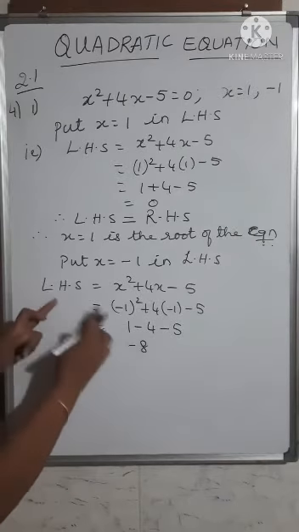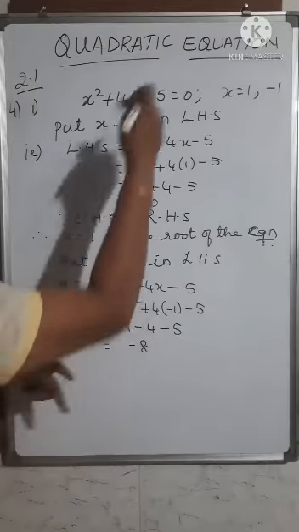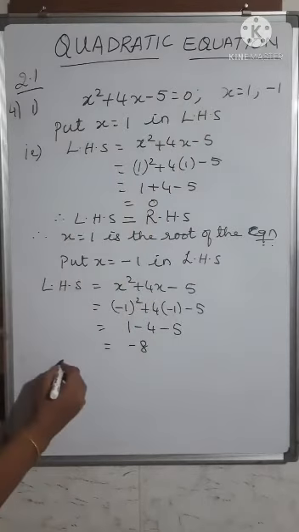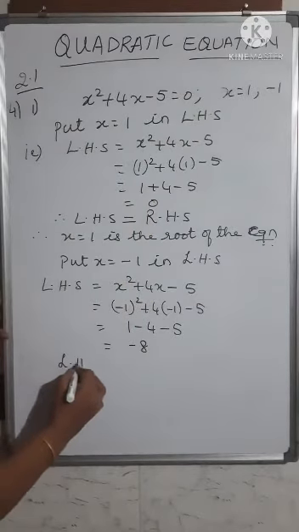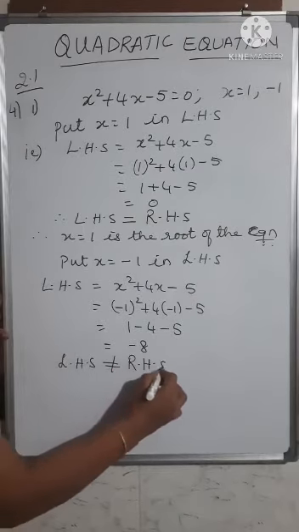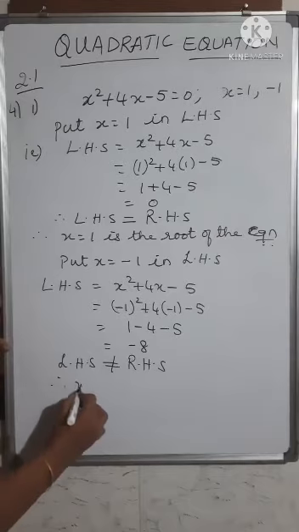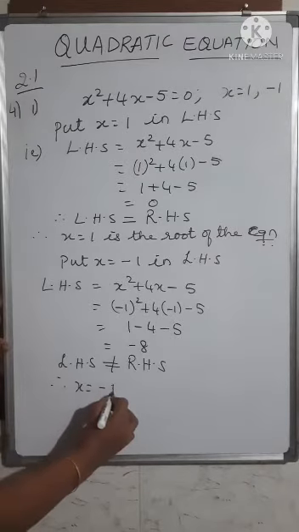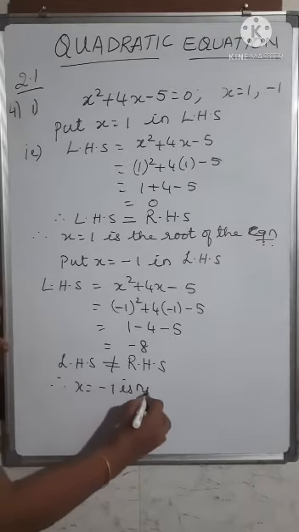So here on LHS you have got minus 8 and on RHS you have got 0. So what do you have to write? LHS is not equal to right hand side. Therefore x is equal to minus 1 is not a root of the equation. So like this, substitute the values and verify whether LHS and RHS are equal.